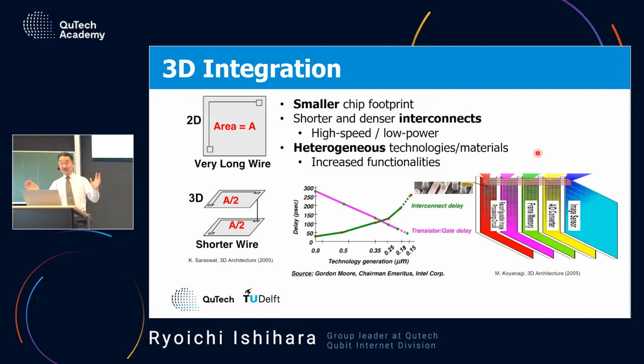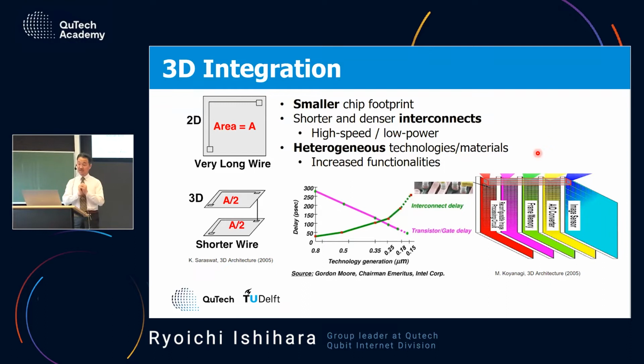What is the solution? There is another direction to integrate. This is the vertical direction, with 3D integration. As you see in the schematic, by stacking chips in the vertical direction, the area becomes smaller. Or if you have the same area, the transistor count increases. This is obvious, right?